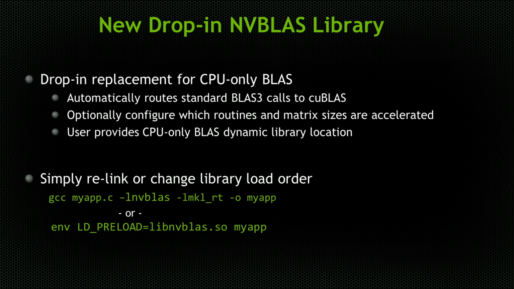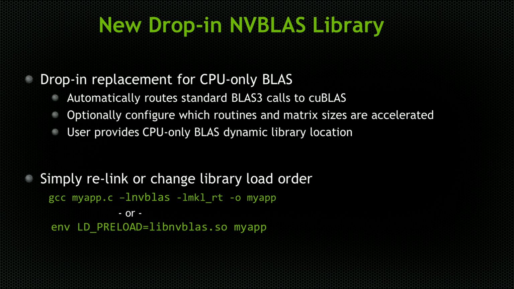In addition to multi-GPU cuBLAS, we're providing a new library called NVBLAS, which is a drop-in replacement for CPU-only BLAS. So you can automatically route calls from your application to standard BLAS 3 interfaces to cuBLAS. You can optionally configure how this happens, so you can configure what matrix sizes will be offloaded, the tile size to use, and which GPUs in your system to use, for example. And you can also specify what CPU-only BLAS library you want to use for operations that are not offloaded to cuBLAS. So to use this, there are 2 ways to do it.